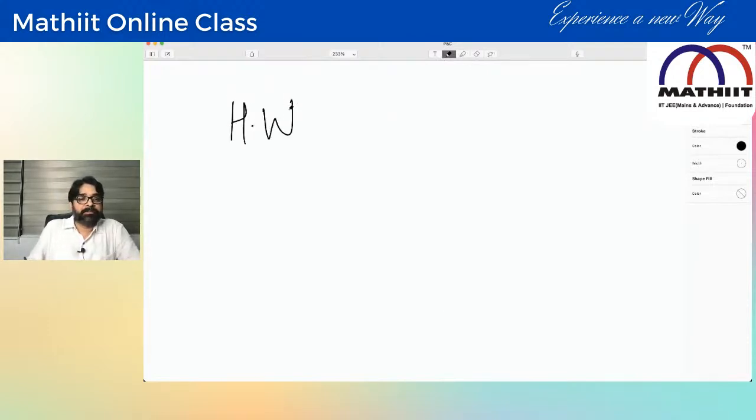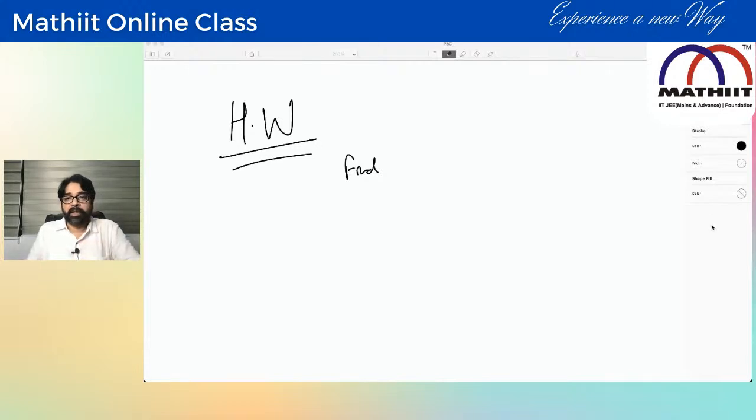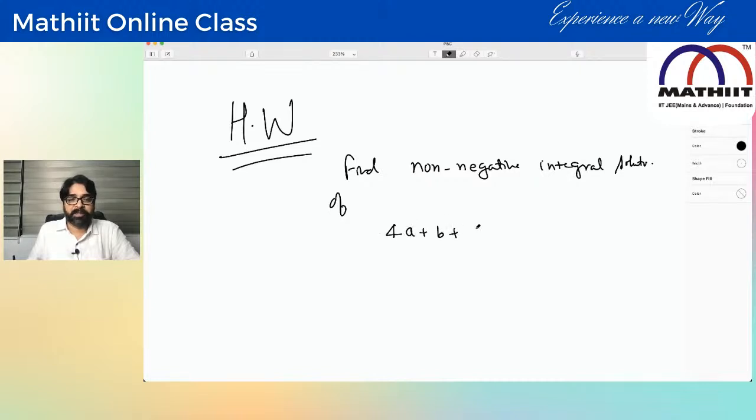Your homework question. Find non-negative integral solutions of 4a plus b plus c equal to 24. Sorry, change it, please hold on. 3a plus b plus c equal to 24.